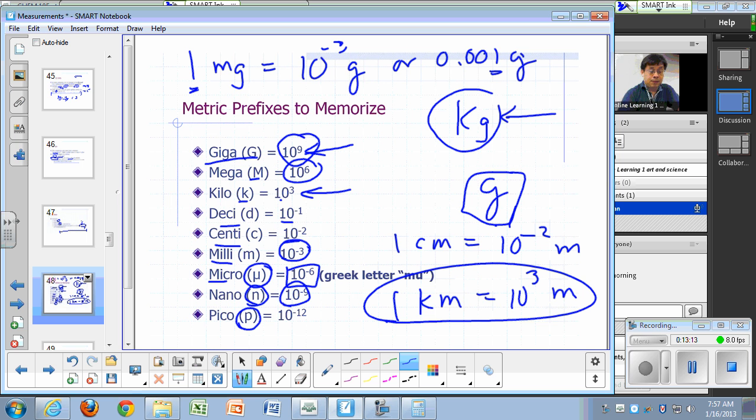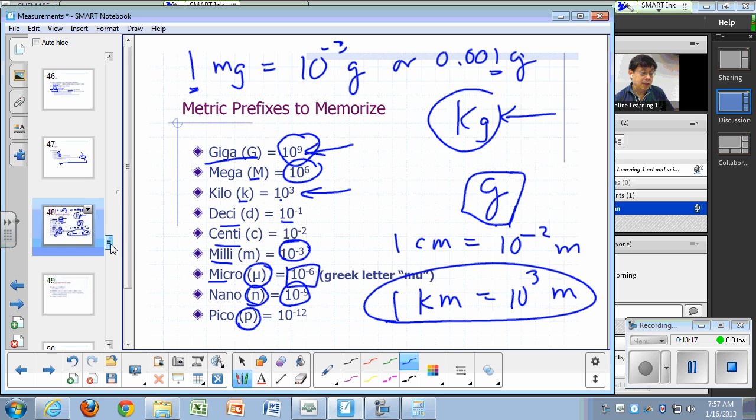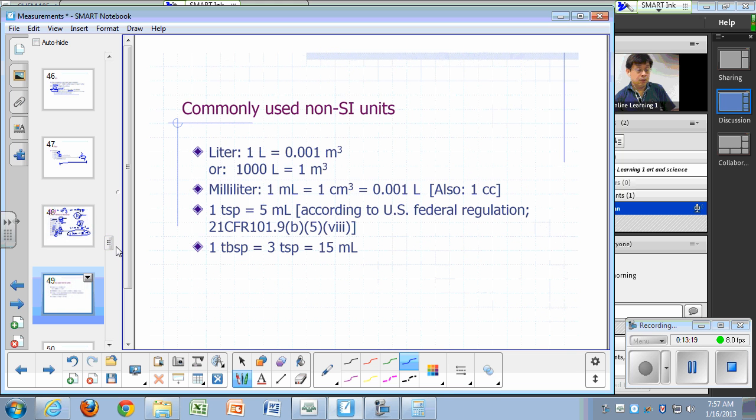Okay? So those are some prefixes that you need to memorize. Those are the most important ones. A few units that you should be familiar with, particularly in chemistry, that are not necessarily SI but are still quite used a lot, is the liter. Okay? And that's defined as 0.001 cubic meter, or 10 to the negative 3 cubic meter is 1 liter. That's a unit of volume.